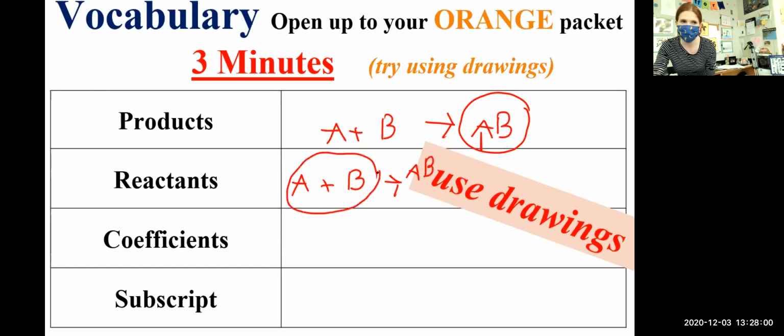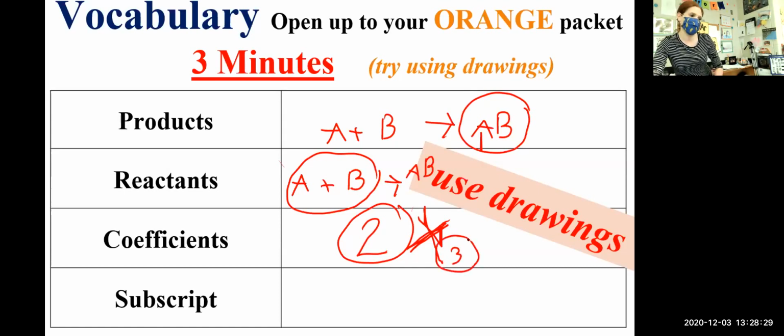How about coefficients? What's a coefficient? The big one. So a coefficient would be like a big number in the front of a symbol. Coefficients go to everything. Subscripts, on the other hand, are like the little one. They don't go to everything, okay? They're different. So be clear in your vocabulary for these things. It's very, very important that we get that going on.